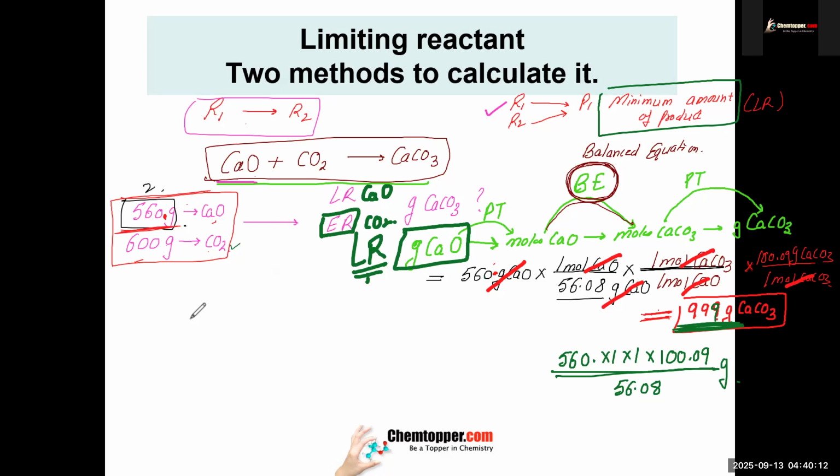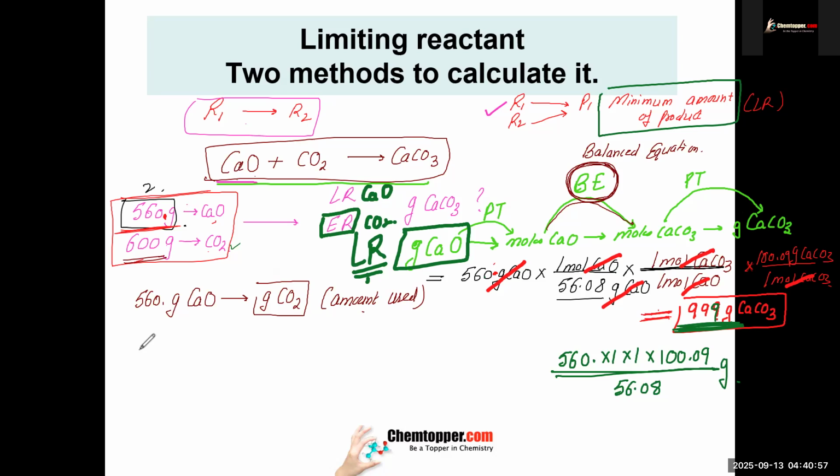Who is the king of the calculation now? The limiting factor, calcium oxide. So start with 560 grams of calcium oxide and convert that into grams of CO2. This gram of CO2 which you are calculating by using this method is the amount used. Right? It is the amount which is consumed. Then subtract this amount from the given amount, the way we were doing in the previous question.